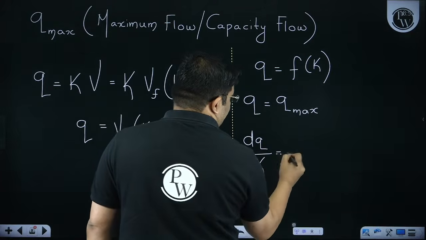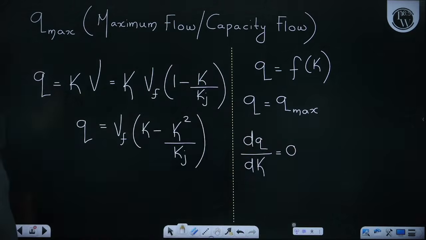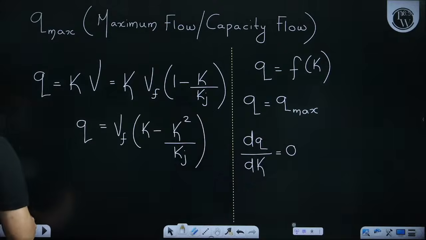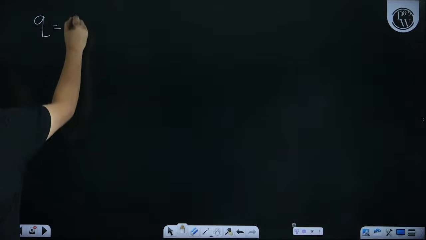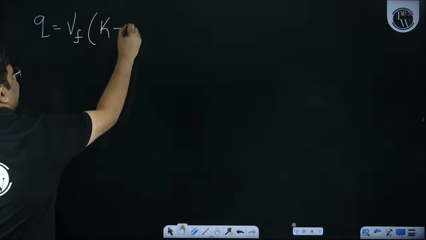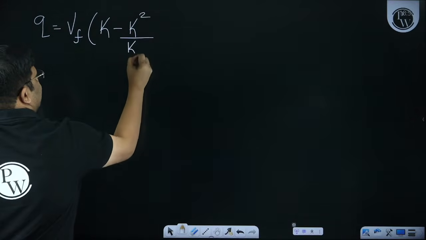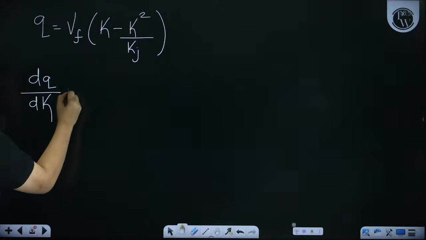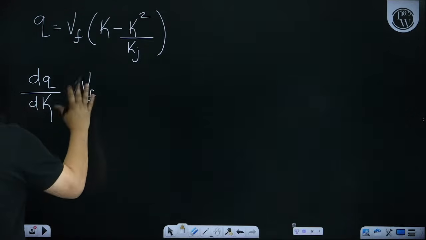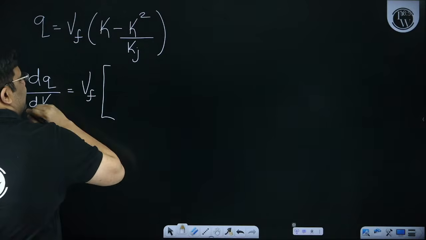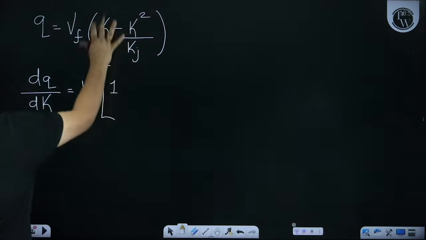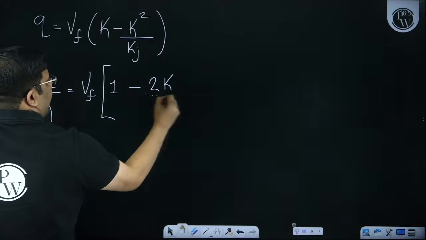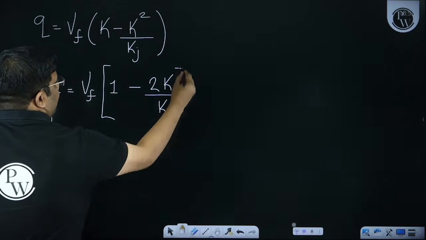This is the condition for maximum, right? We know this is the condition for maximum. That means when I differentiate this, it should become equal to 0. Let me differentiate. What I got is Q = Vf (K − K²/Kj). If I differentiate with respect to K, dQ/dK will become equal to, taking Vf as a constant, the differentiation of K with respect to K is 1, and the differentiation of K² is 2K, so 2K by Kj. So this becomes equal to 0.